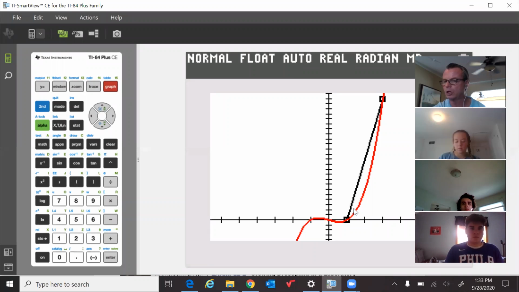See, the course is about instantaneous change, which would be the slope on the curve, which is changing the whole time. But the average change is just the slope of this black line, which is called a secant line, because it intersects the curve exactly twice.